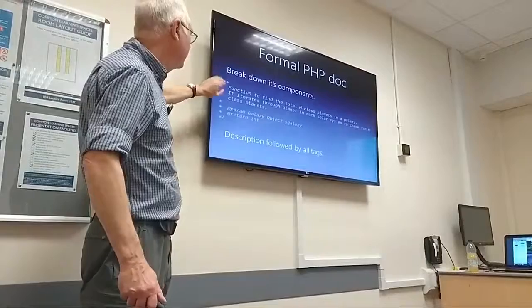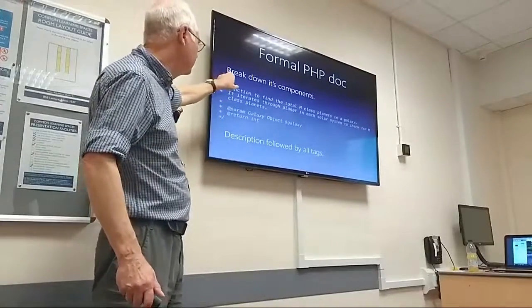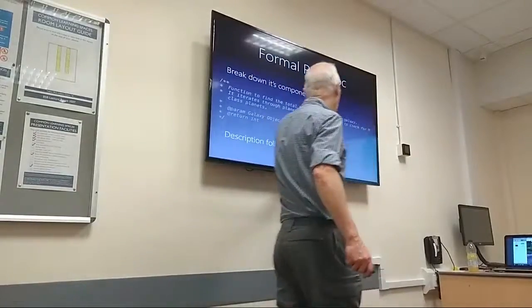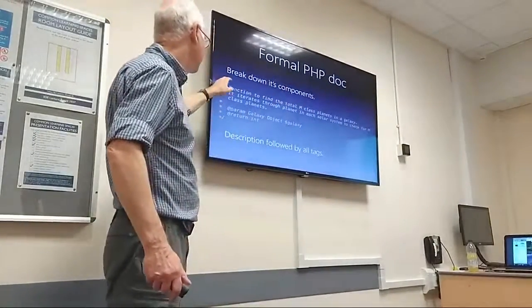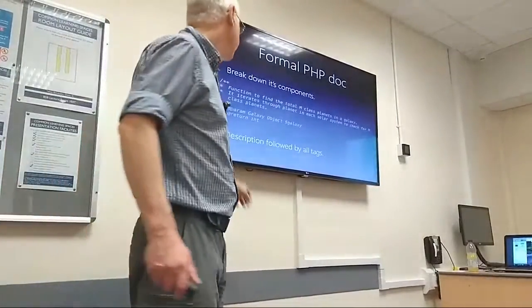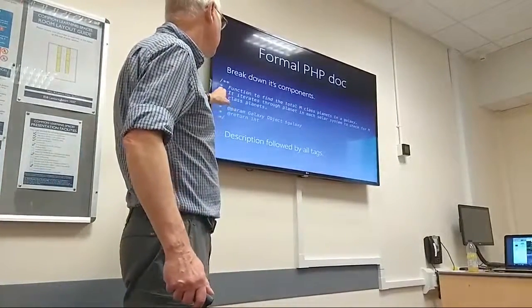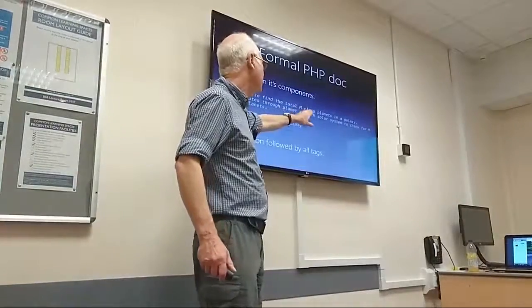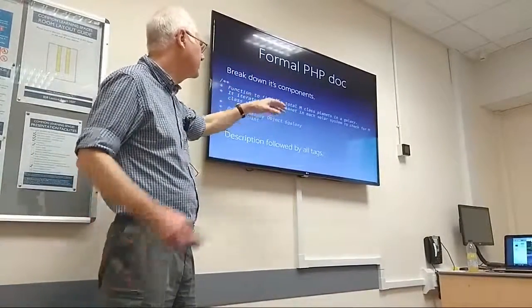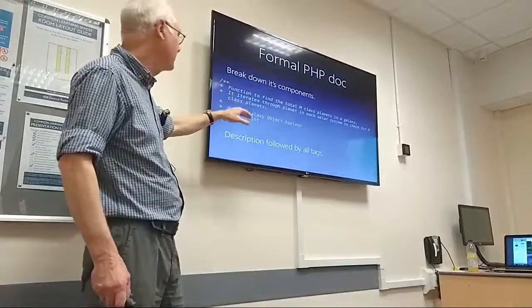Formal PHPDoc, break down the components. So this is a typical sort of heading block for either a file or, in this case, actually a function, it says. So this is a function to find the total number of M-class planets in a galaxy. So it's iterating through each planet in a solar system to check for M-class planets.